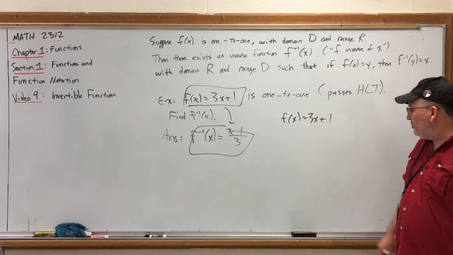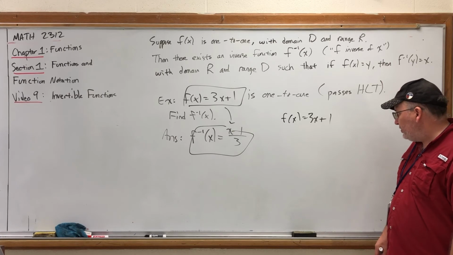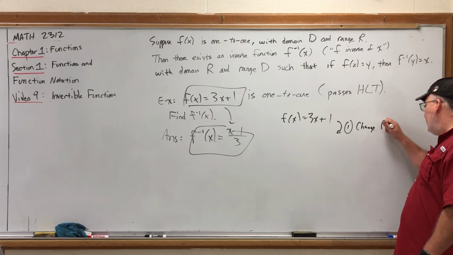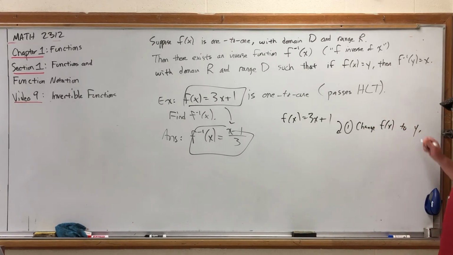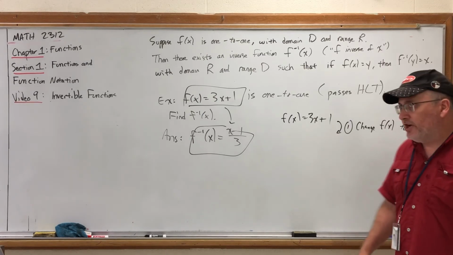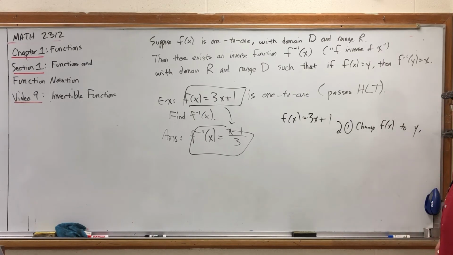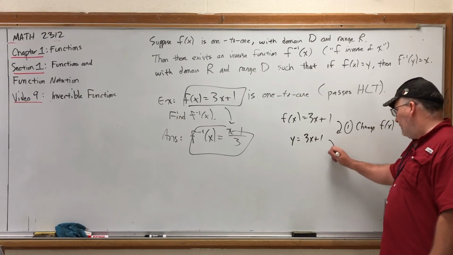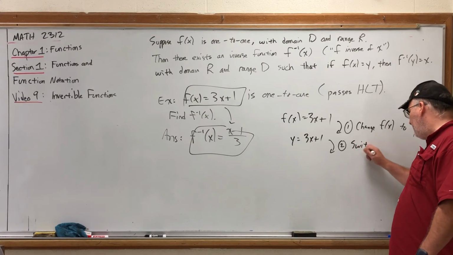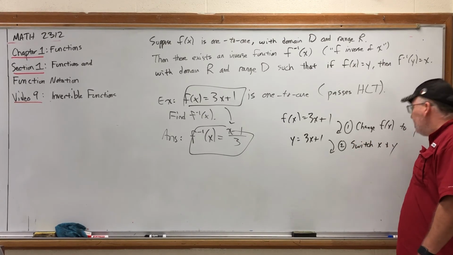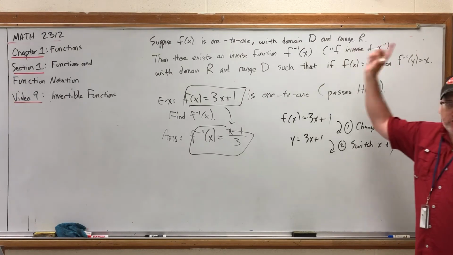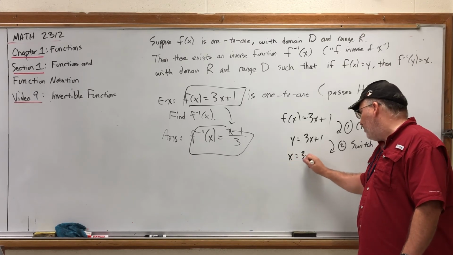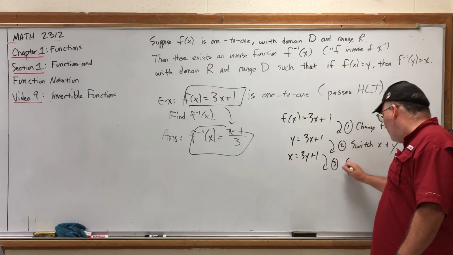Actually, all you have to do is, well, I'll show you. The first thing you do is change f of x to y. I'm trying to be real careful not to reteach an entire college algebra lesson, so consider this a review. Change f of x to y. Step 2, switch x and y. By switching x and y, what you're basically doing is switching the domain and range, sort of. If I switch the x and y, it says x equals 3y plus 1, and then all you have to do is solve for y.